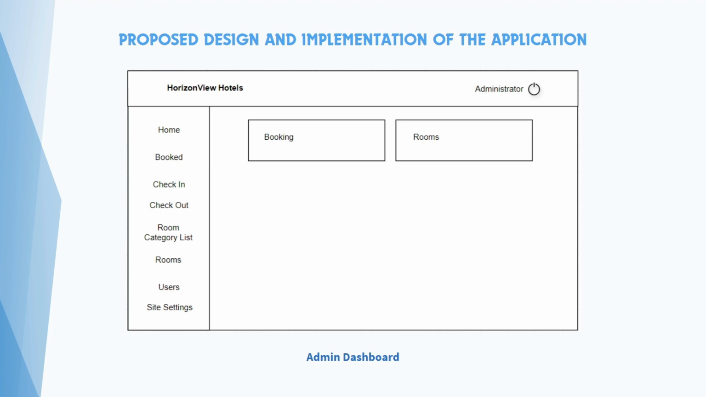So in the main area, we have quick access buttons for managing bookings and rooms. Administrators can approve bookings, update room status, manage user accounts, and configure site settings. So the design ensures that all critical tasks are easily accessible, making the system efficient and user-friendly for hotel staff.